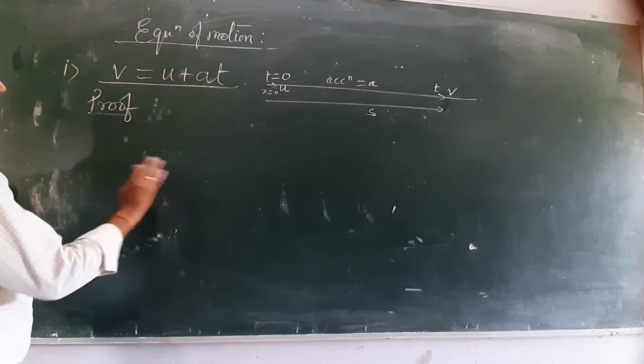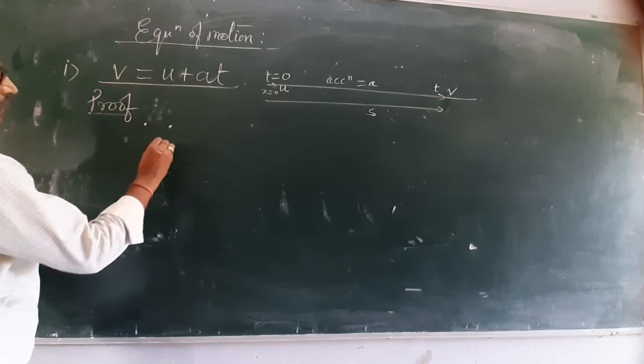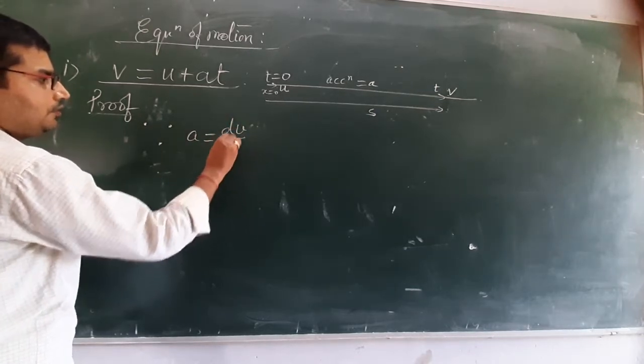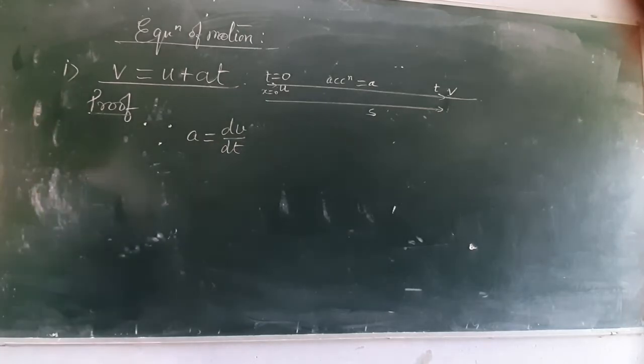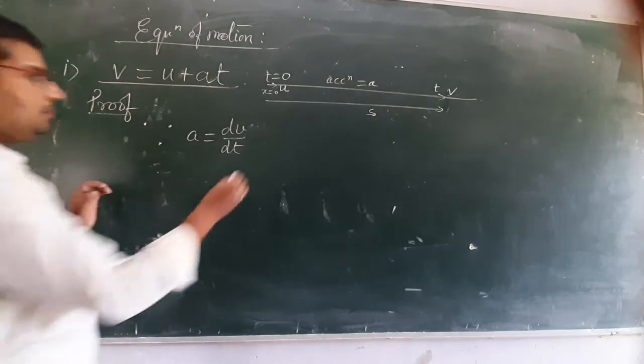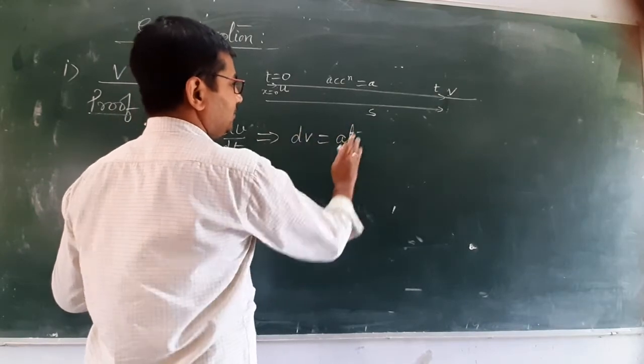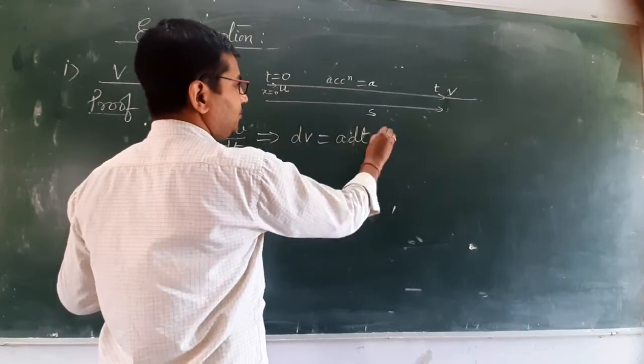You know, by the definition of acceleration, the time rate of change of velocity is called acceleration. a is equal to dv upon dt. So what about dv? Sorry, dv is equal to a dt.